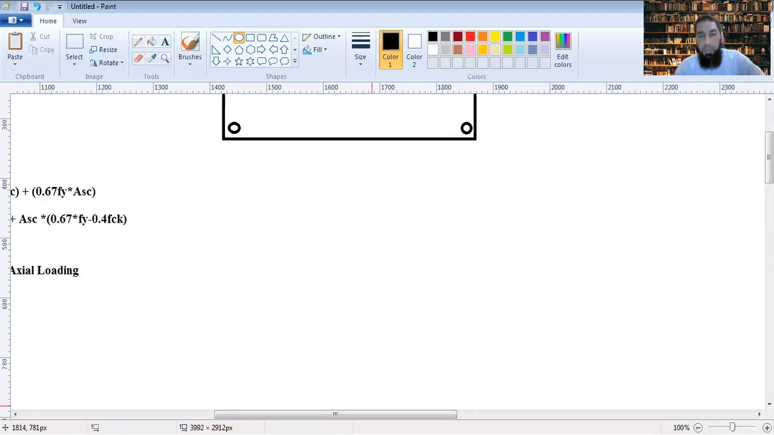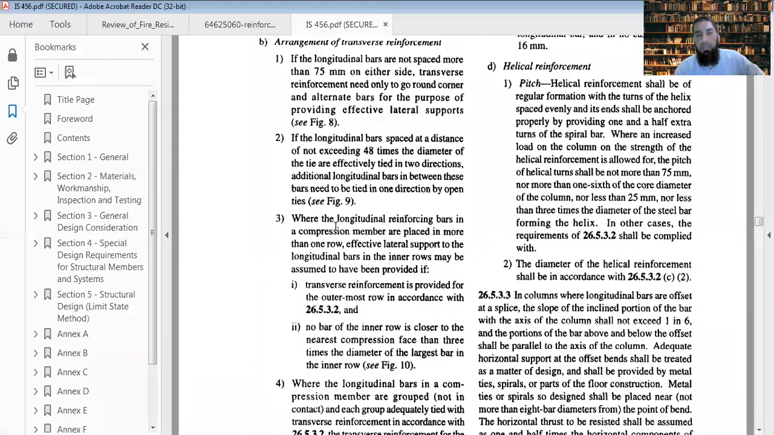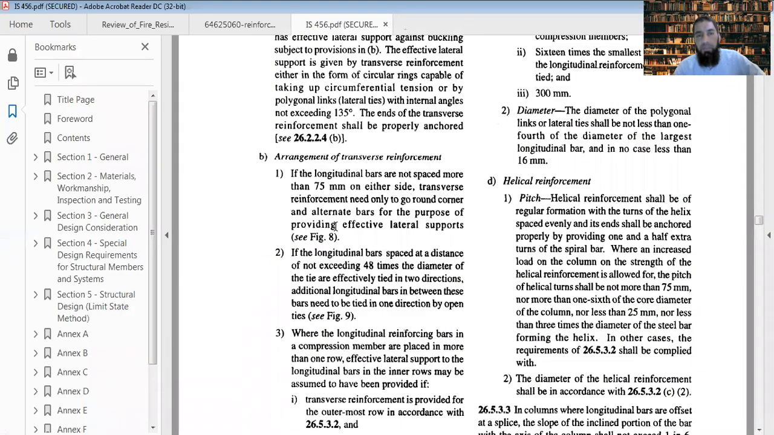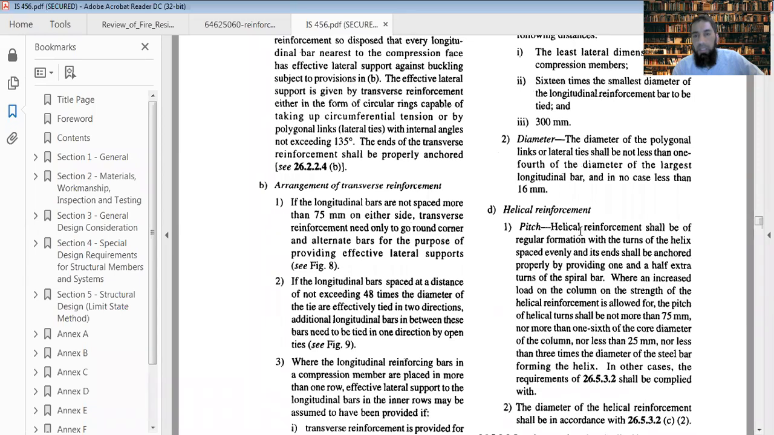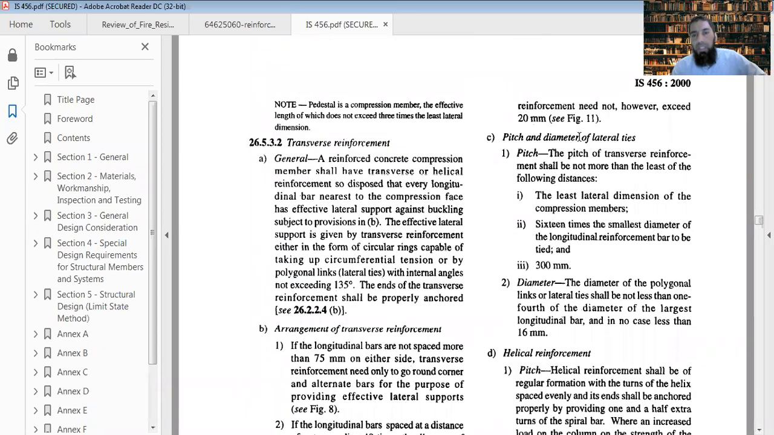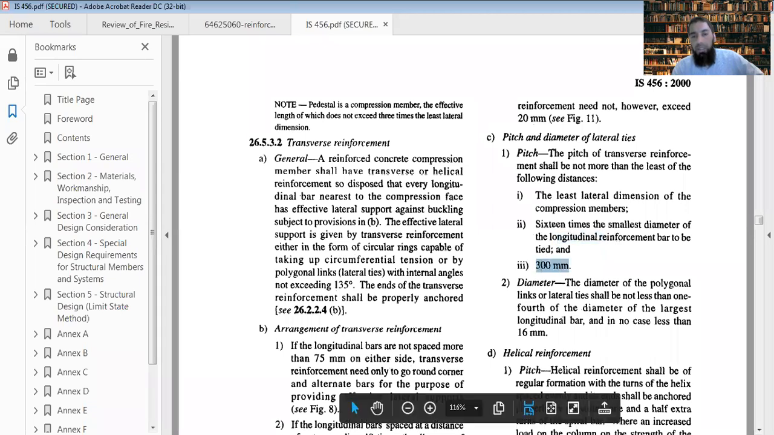So this was about how we place the longitudinal and transverse bars. If this is the arrangement that's given here, I have already explained this. Now what is the pitch and the diameter of the lateral tie? The pitch of the transverse reinforcement shall not be more than the least of the following: the least lateral dimension of the compression member, 16 times the smallest diameter of the longitudinal bar, or 300 mm.